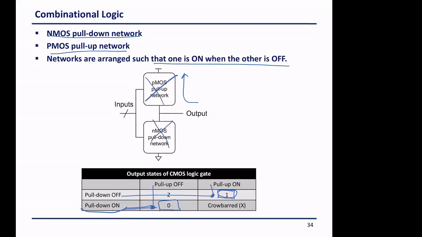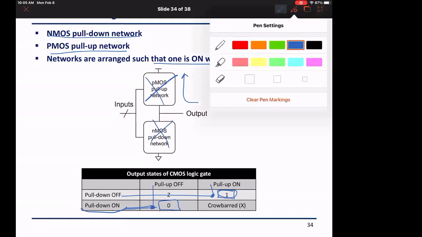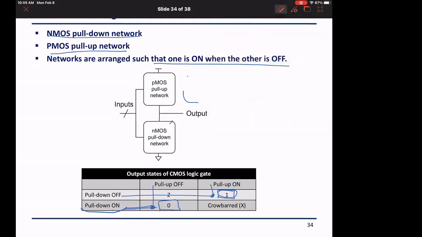I don't know what's going to happen to it. And if both of them are on, what will happen? If it happens that this is on and this is on, what will the output value be? Will it be 0 or 1? It will be somewhere in between, right? The average? It will be in the middle, right? Because I will have R up and R down, right? So we don't want this to happen.